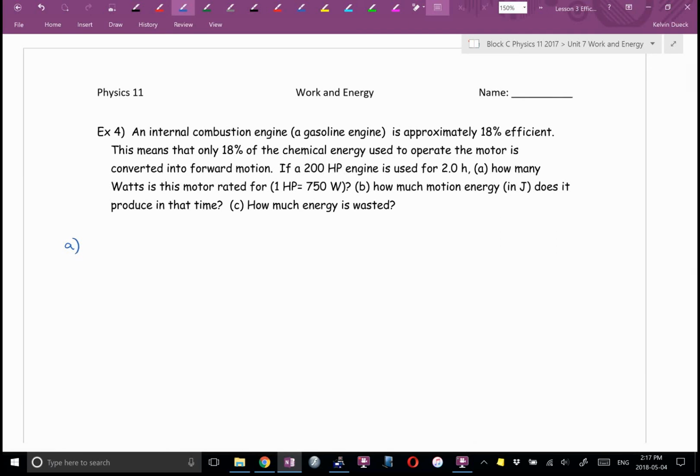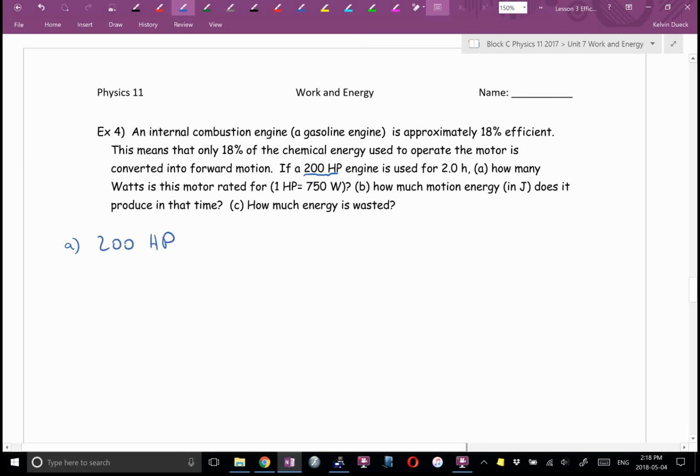Tristan, what's A want me to find? Okay, now I'm not going to go power equals work over time. I think what they want me to do is convert 200 horsepower, because that's an imperial unit, to watts. Whenever I convert something, what was the first thing I said I always do as a no-brainer before I even start? Write down what they give. So I'm going to write down 200 HP.